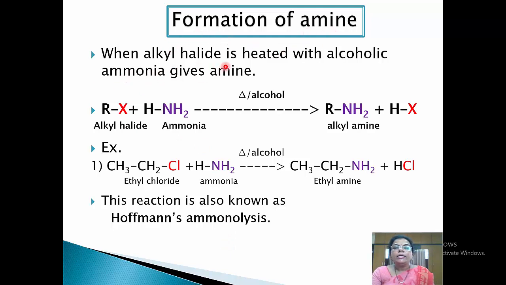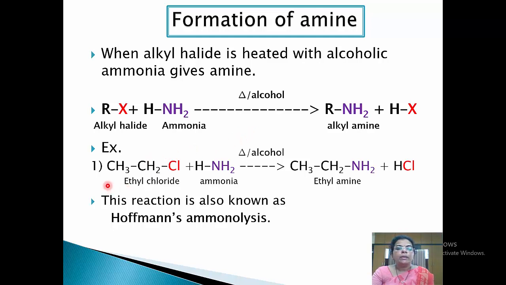When alkyl halide is heated with alcoholic ammonia, it gives amines. The general reaction is RX, that is alkyl halide, when heated with ammonia, that is NH3, in alcoholic medium, gives alkyl amine, that is RNH2, plus hydrogen halide. In this reaction, the halogen atom of alkyl halide is replaced by the NH2 group, that is the amine group.